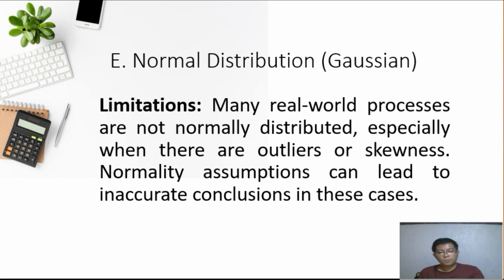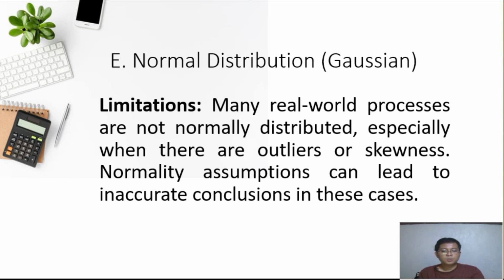Again, when we say outliers, an outlier is a data point that is significantly different from others in the data set. For instance, in income data, a few extremely high earners can skew the average income upward, making it less representative of the typical individual. If a data set with outliers is assumed to be normally distributed, it can lead to misleading conclusions, as the normal distribution assumes that data points are more evenly distributed around the mean.